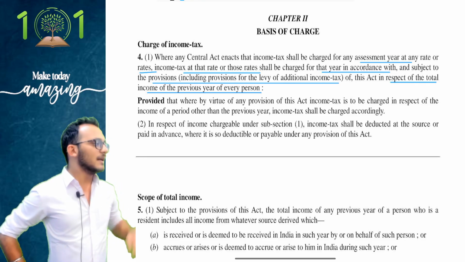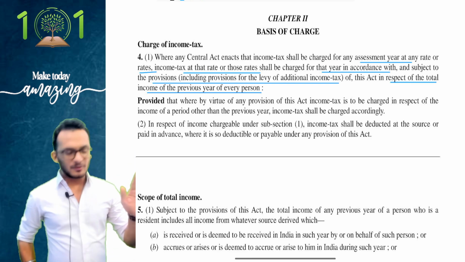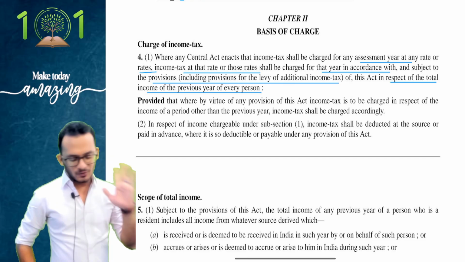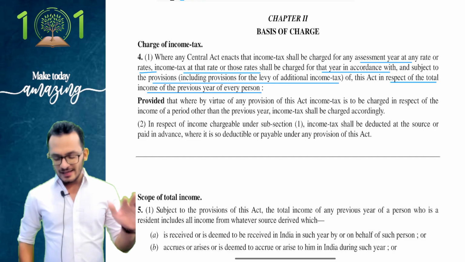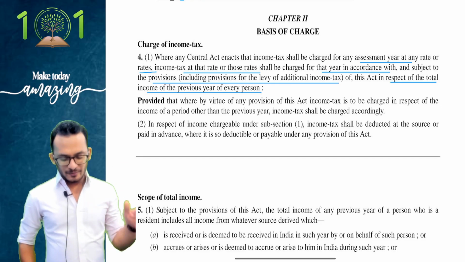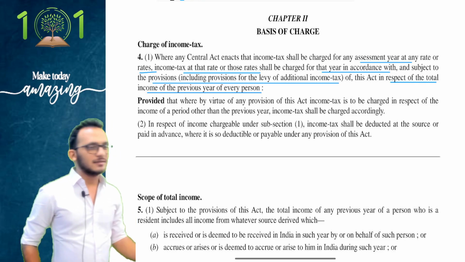Yes. Now we'll break it open and understand this carefully. But this is what the understanding is. Clear? Now I'm going to read the proviso, people. Let's see if you understand the proviso. Proviso says, provided that by virtue of the provisions of this act, income tax is to be charged in respect of a period other than the previous year, income tax shall be charged accordingly.